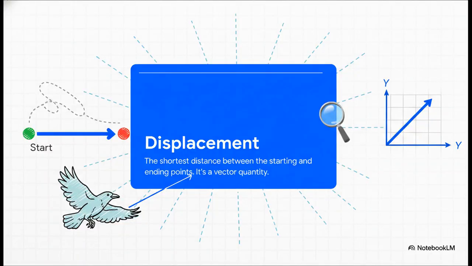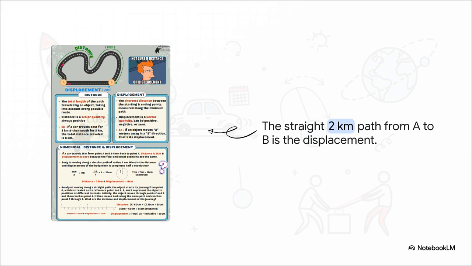It could not care less about the scenic route you took. Displacement only cares about two things: where did you start and where did you end? It's the straight line between those 2 points, what they call the as the crow flies measurement. And because it has a direction, it's a vector. And here's the punchline. Even though you drove that long 8-kilometer journey, your displacement is just 2 kilometers to the east. See the massive difference?